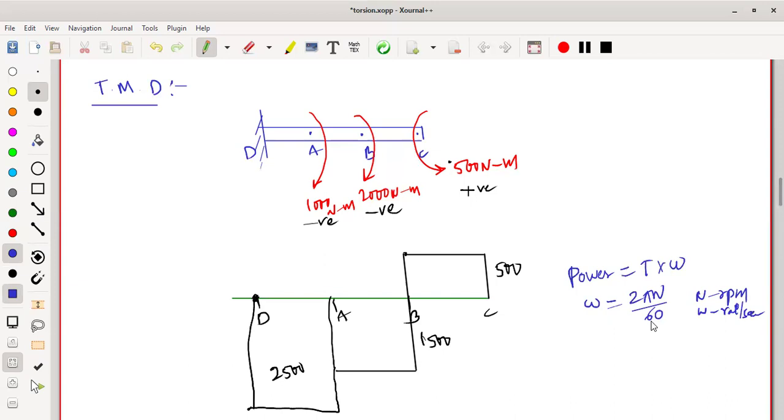Also sometimes the power is given in horsepower. So 1 horsepower is equal to 746 watts. Whereas this power, T into omega, if you do, you will get the power in watts only. But the T should be in Newton meter. You have to remember this one. So it is a calculation that you should do.